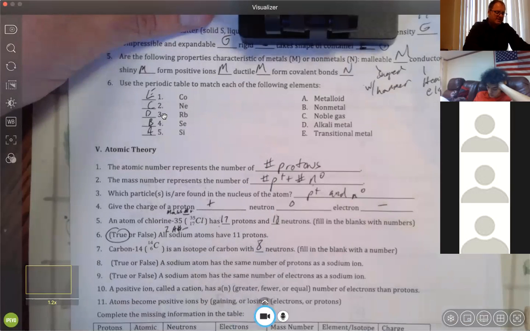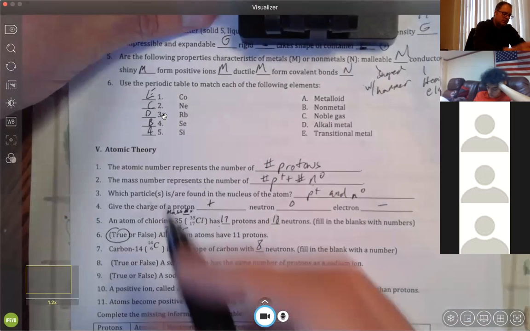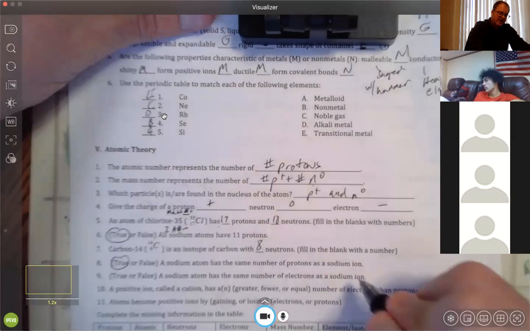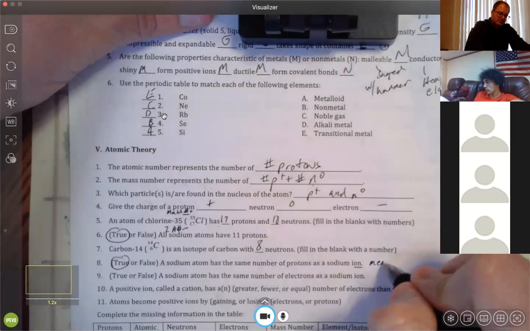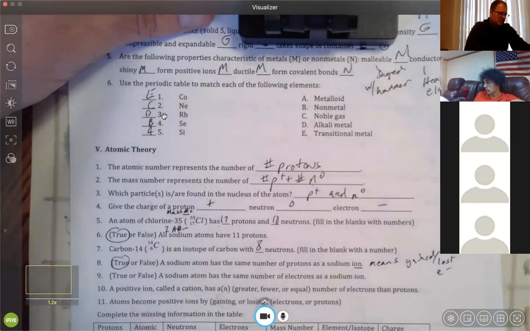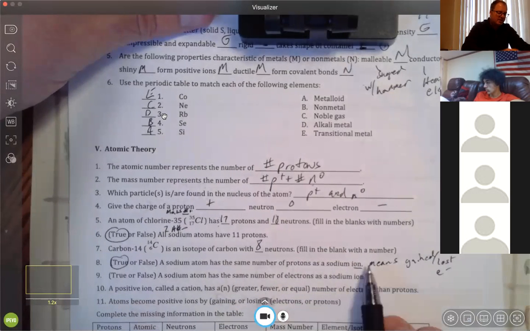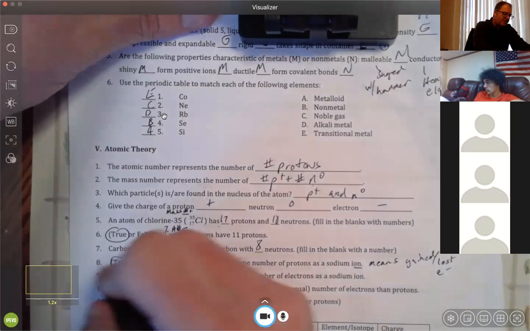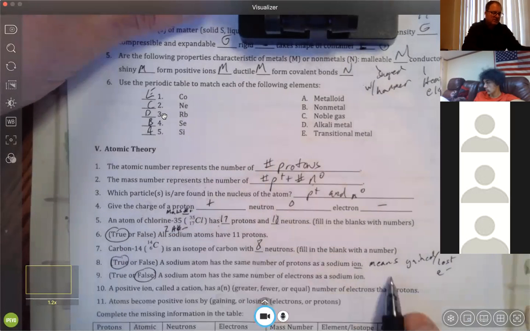A sodium atom has the same number of protons as a sodium ion. Yes. Ion means they have gained or lost electrons. A sodium atom has the same number of electrons? Well, it's either gained or lost electrons. Since sodium is a metal, it has lost electrons, so that would not be true.